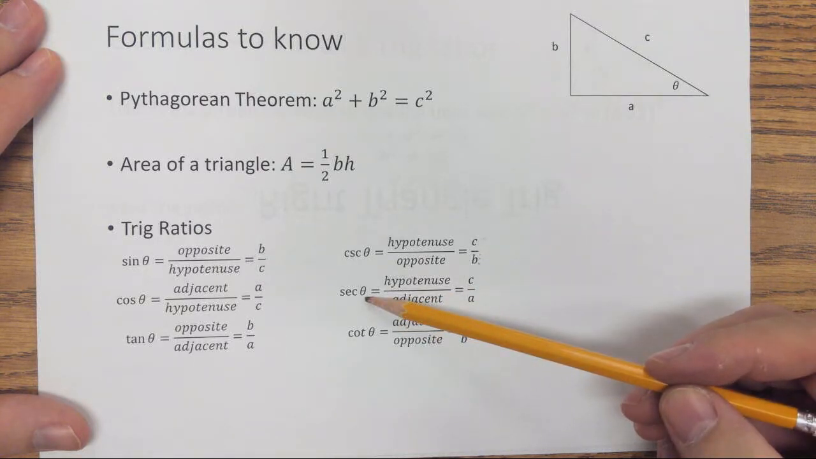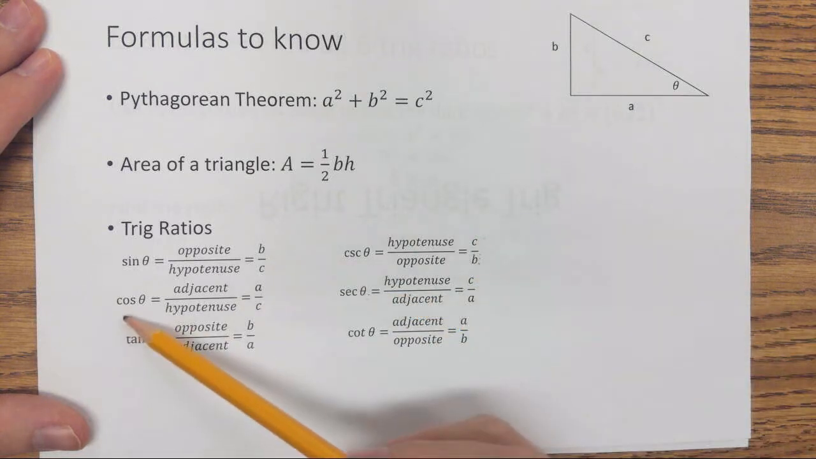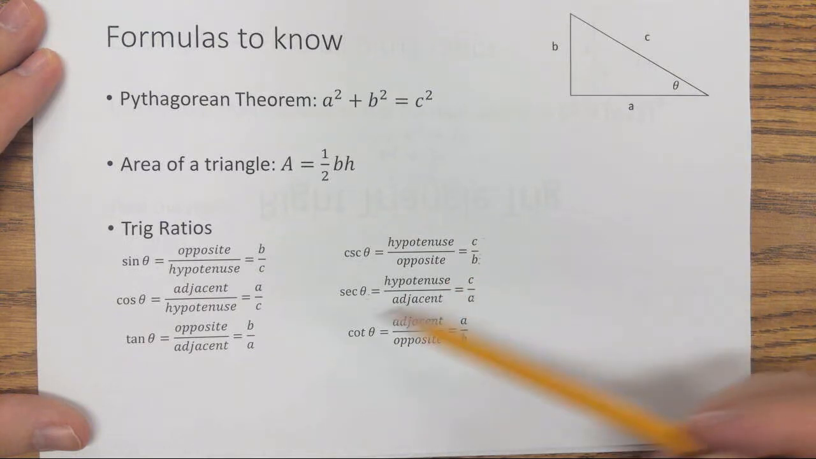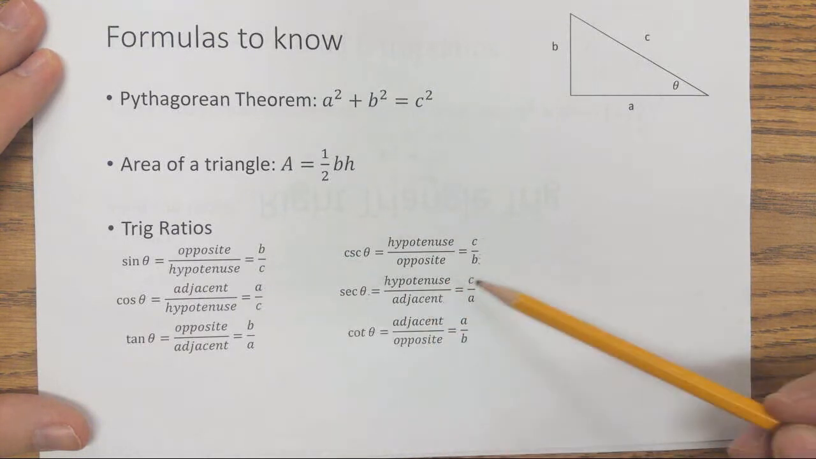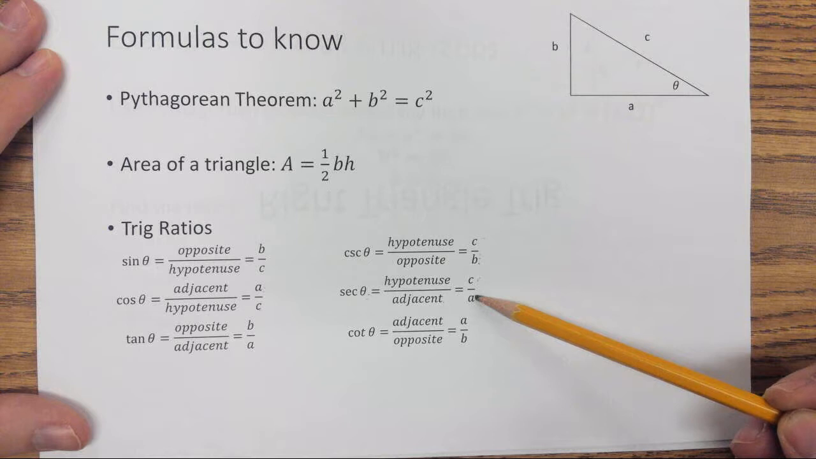Secant, this is secant of the angle, is the reciprocal of the cosine of the angle. So it's the hypotenuse over the adjacent, where over here we've got a over c, over here it's c over a. So you're just flipping it over. You're putting the hypotenuse on top now, and the adjacent side on the bottom.